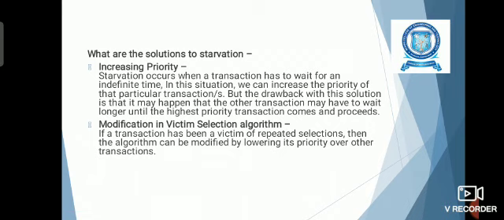Modification in the victim selection algorithm. Sometimes one transaction will be selected again and again as a victim to perform rollback. So by changing the victim selection algorithm, some other transaction may be selected as a victim the second time. So all transactions will get a chance to complete the execution and to be released from the starvation state.